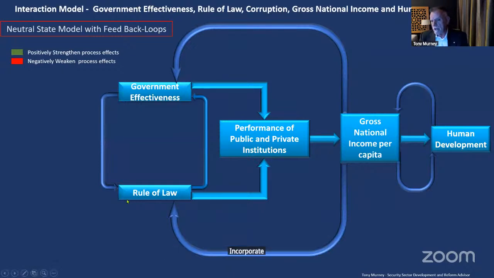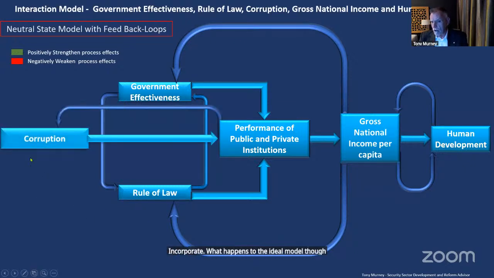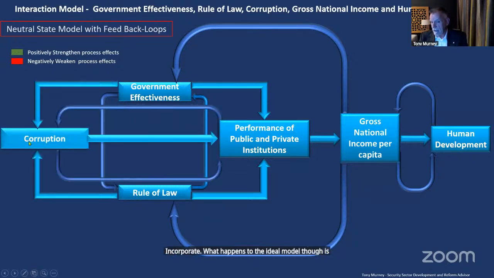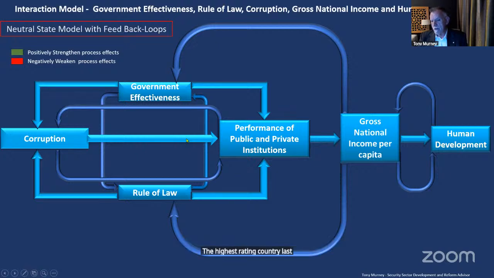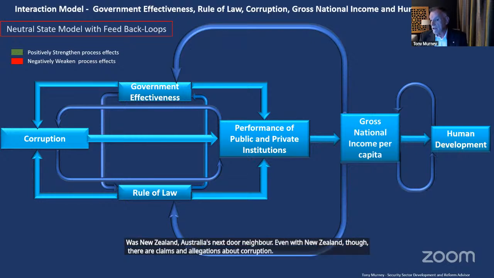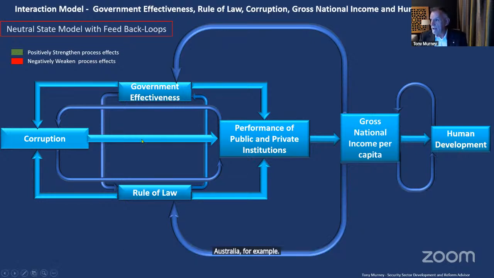What happens to the ideal model, though, is the real world invariably intrudes in it. And corruption emerges. It's in every country in the world. The highest rating country last year in the perceptions of corruption index was New Zealand, Australia's next door neighbour. Even with New Zealand, though, there are claims and allegations about corruption. Australia, for example, is in 15th place. We used to perform much better, and we've been slipping behind.